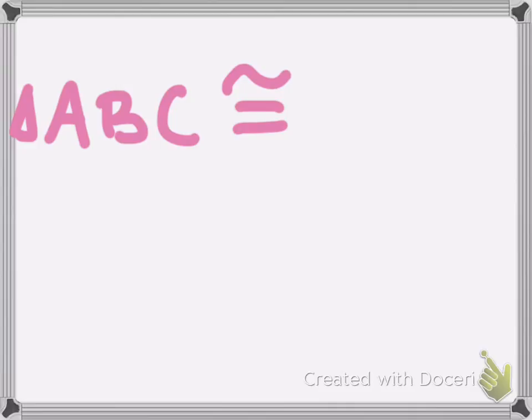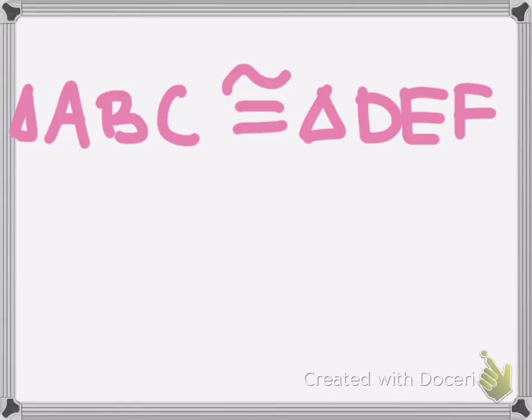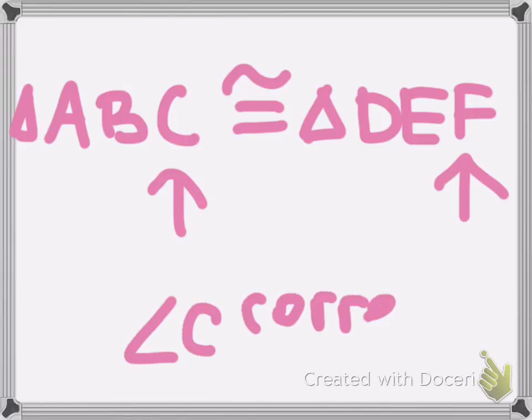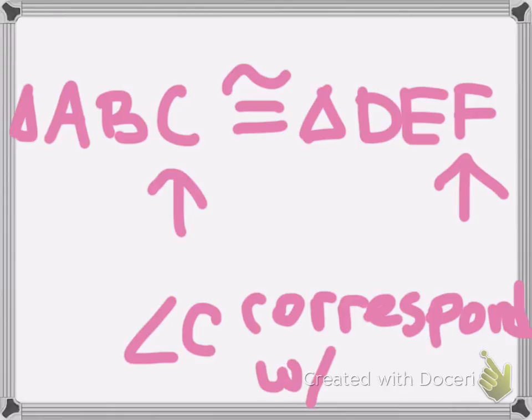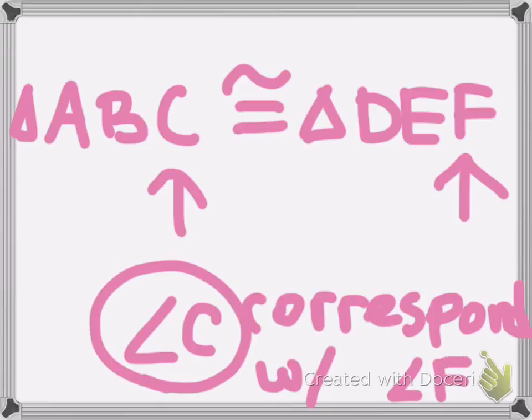Next it asks us if triangle ABC is congruent to triangle DEF. Which angle corresponds with angle F? So what I need to look at is which one is in the same position on the other triangle. So that would be C. So angle C would correspond or be in the same position but on a different shape is what that means. So angle C corresponds with angle F. So angle C is my answer.